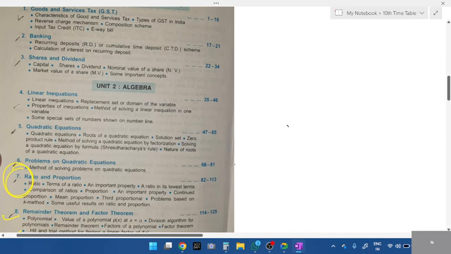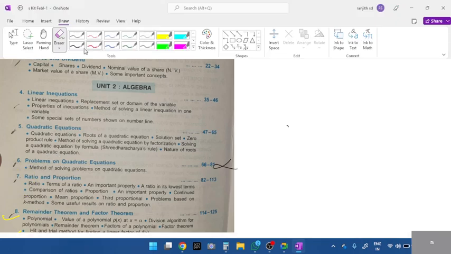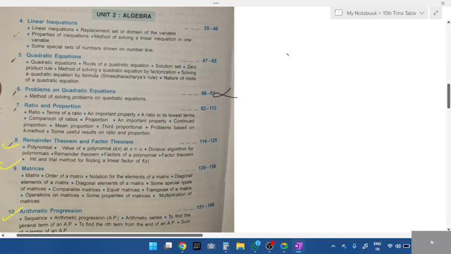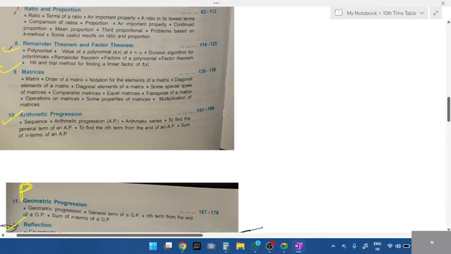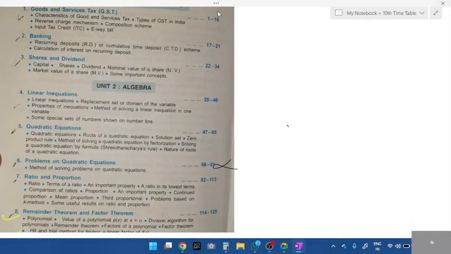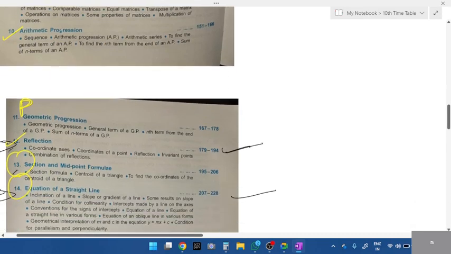So proportion, this chapter you'll just skip, I've done. Ratio is cancelled. You all don't have ratio for syllabus. Proportion, factor and remainder theorem. Matrix. In matrix I'll make you also two questions. Only two. Okay. So remainder is done. Arithmetic progression is done. Whatever is left after this test, students, after the test, we'll do it.